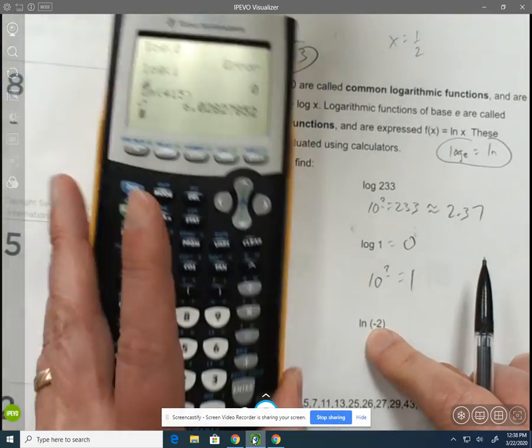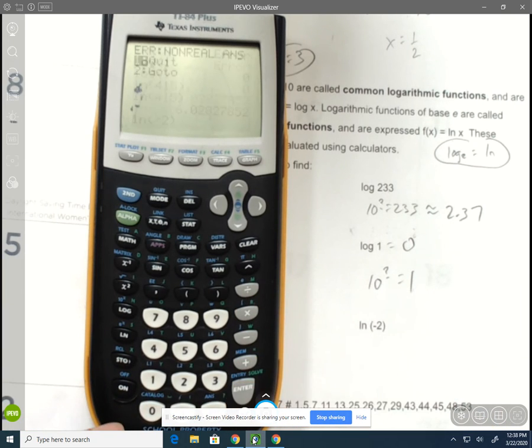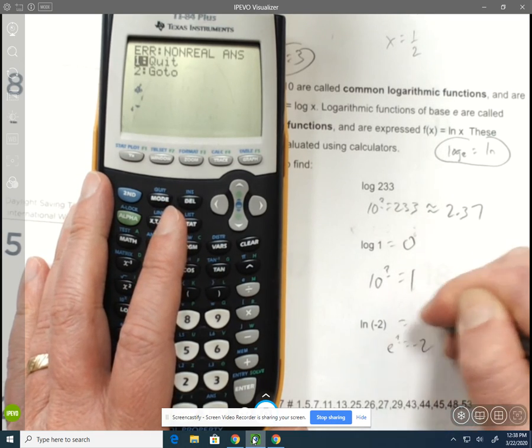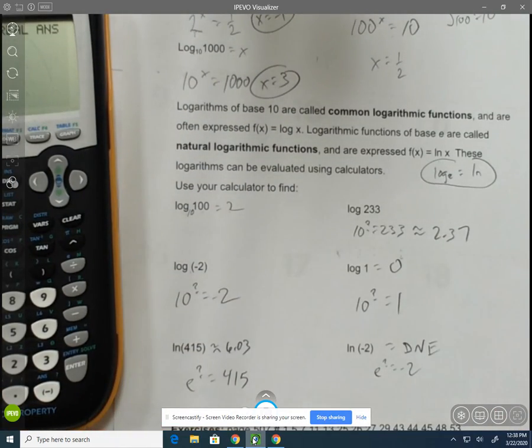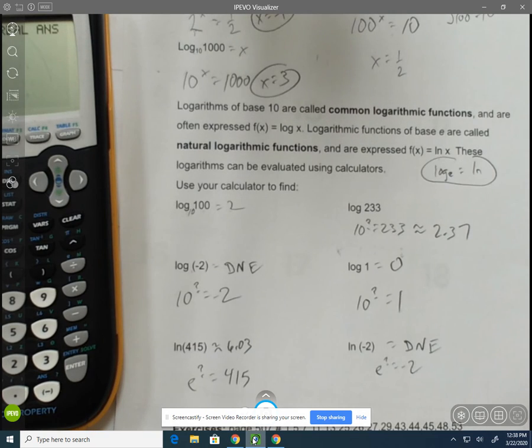Okay, natural log of negative 2. What do you think is going to happen here? Yep, you're right. I can't do it because, again, e to any power can't equal a negative. All right, it does not exist. So probably that's what we should put there: DNE, or undefined, something like that.